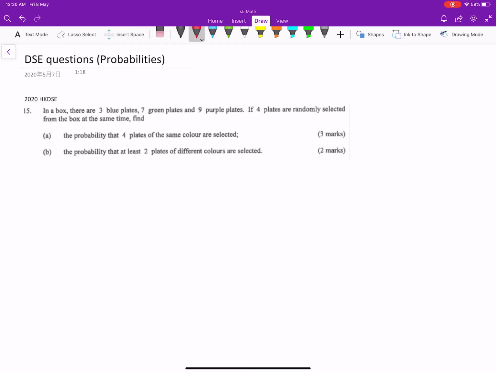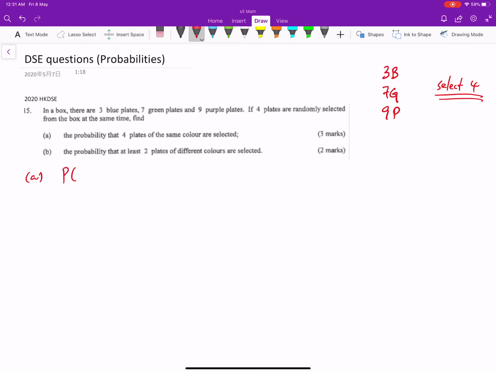So in the box, there are 3 blue, 7 green, and 9 purple planks. Now, 4 planks are randomly selected from the boards at the same time, so we select 4. First of all, part A, we are going to find the probability that the 4 planks selected are the same color.